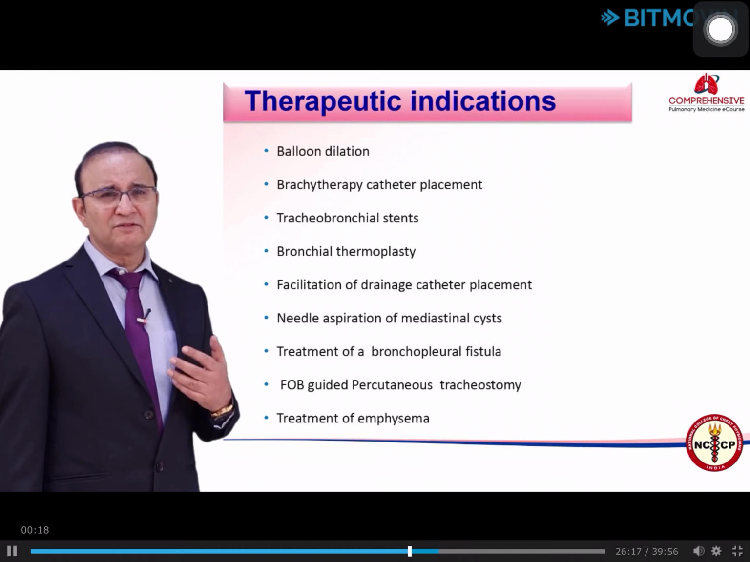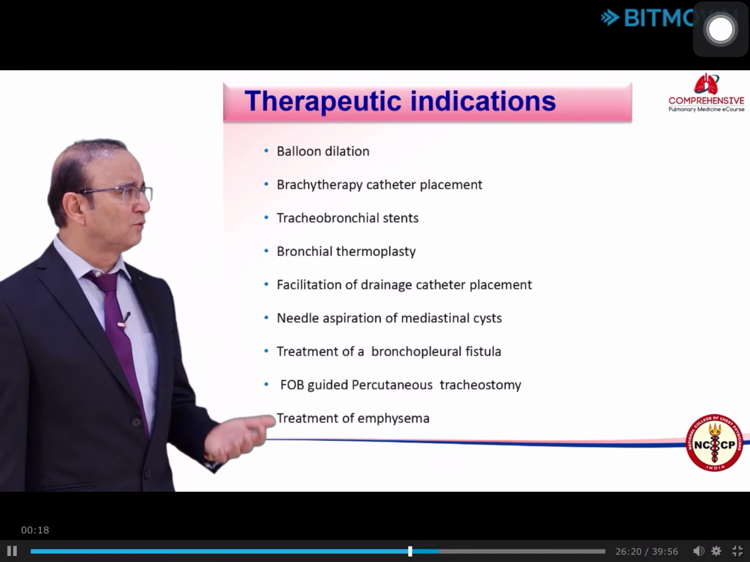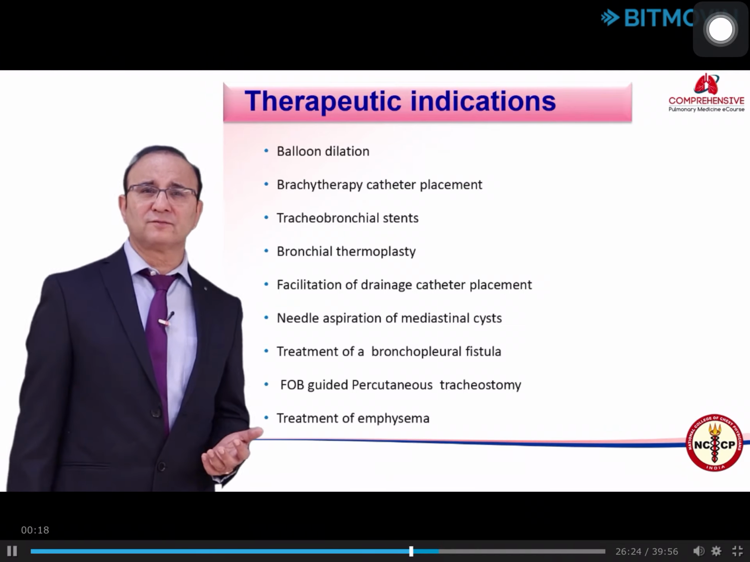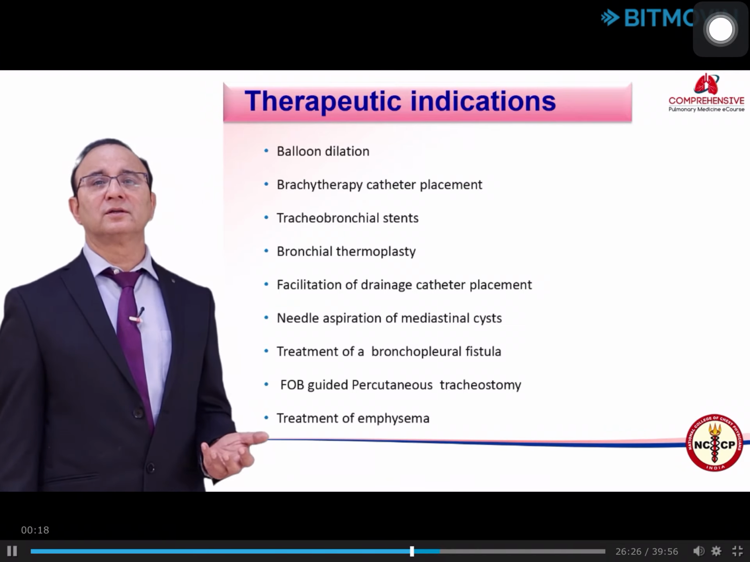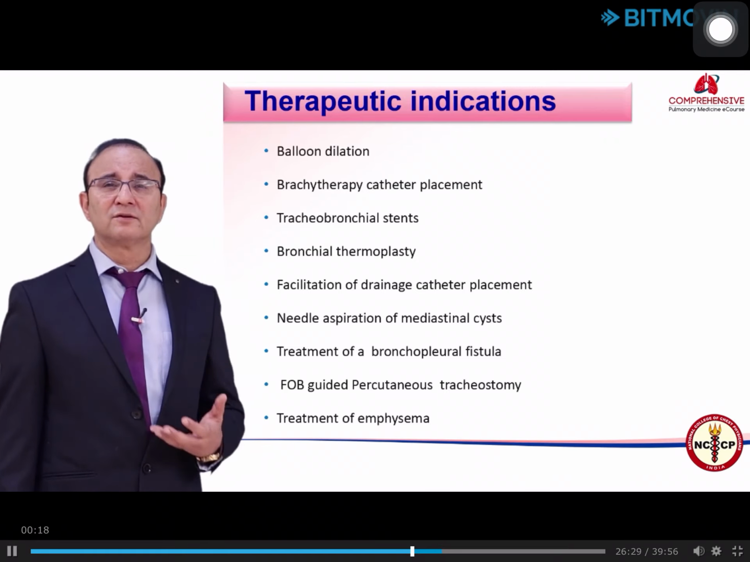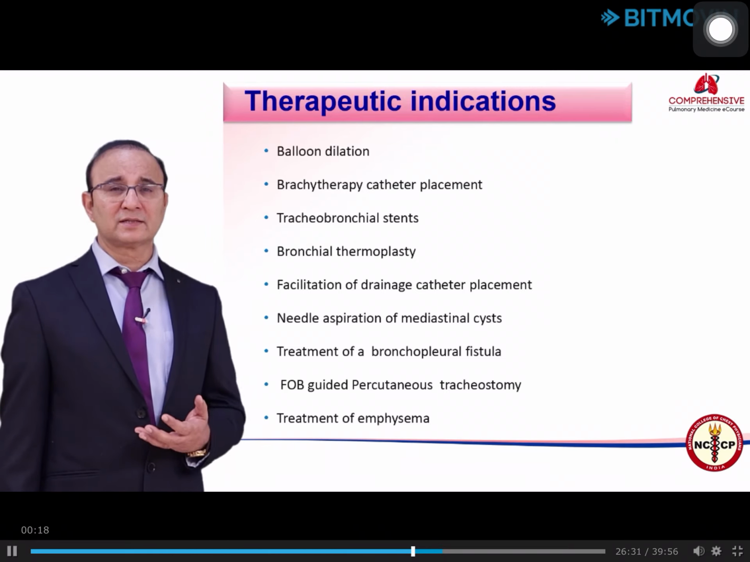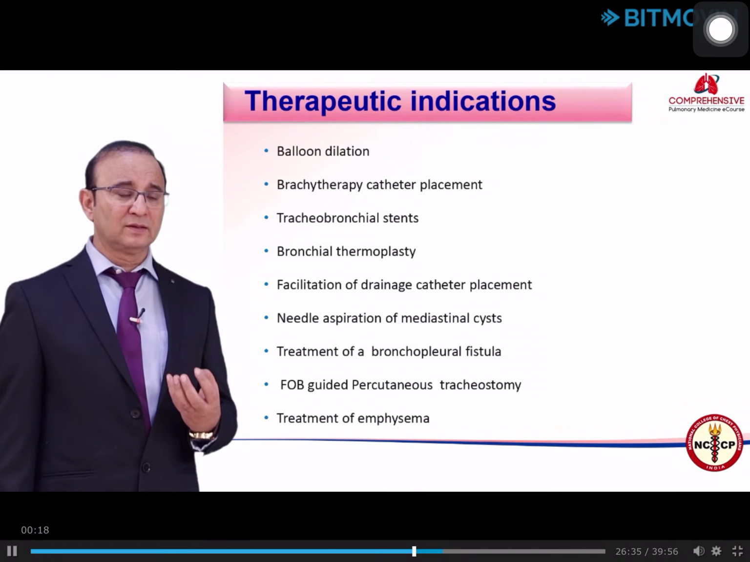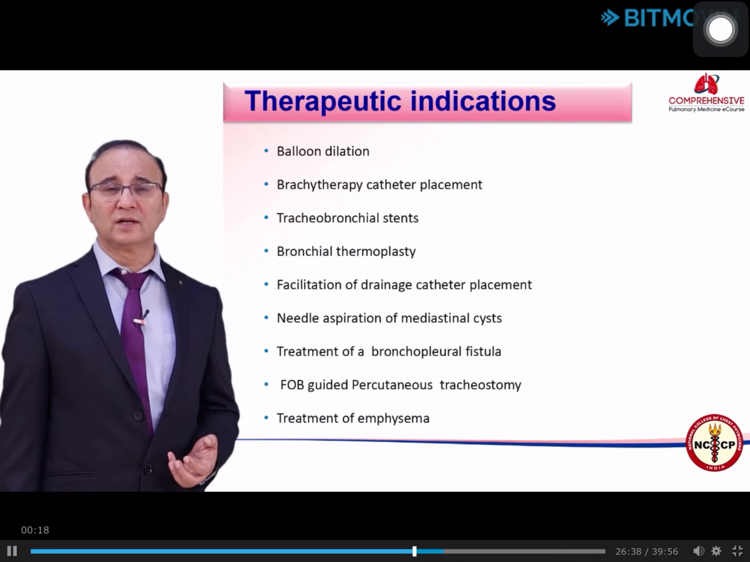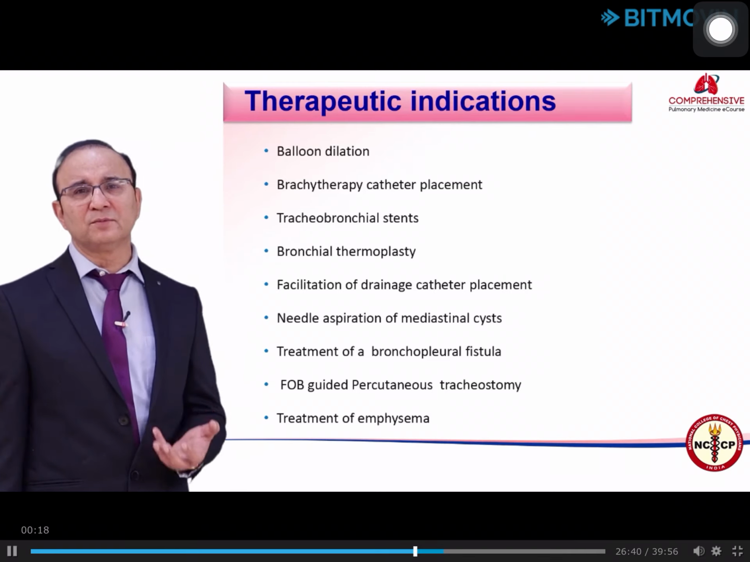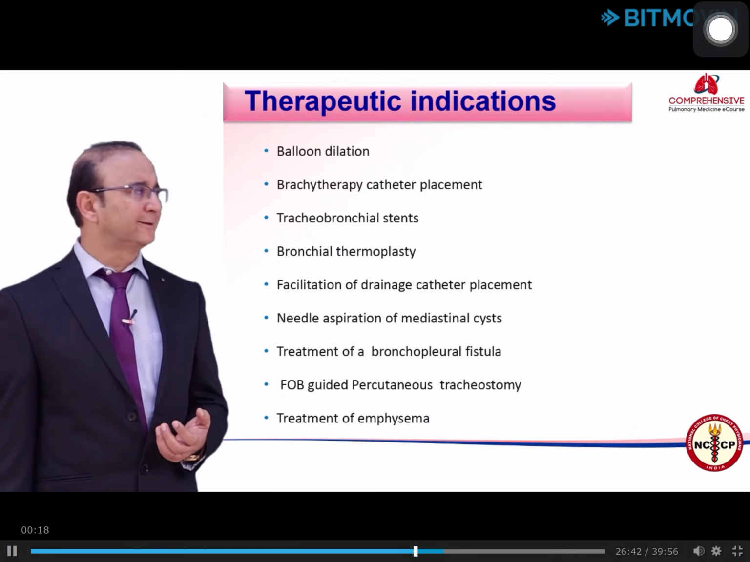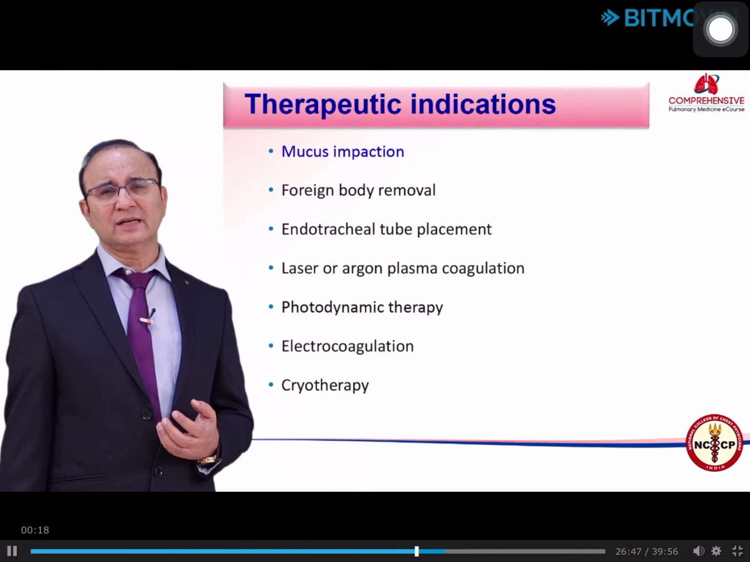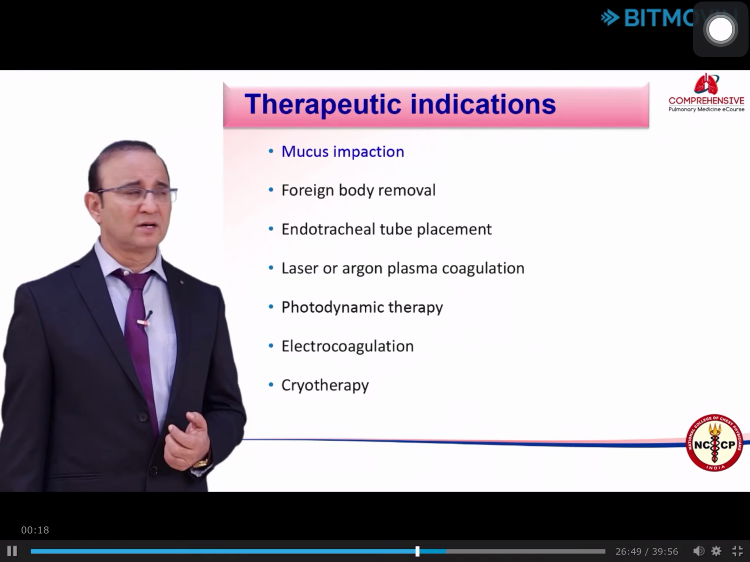So there are a large number of uses, and it is emerging as a modality to treat patients with emphysema bronchoscopically. There are a lot of intervention devices, valves, coils, which can be put through the bronchoscope to decrease the hyperinflated lung volume and improve the lung function. So in the treatment of emphysema, it is also emerging as a modality. So I'll discuss these various indications of therapeutic bronchoscopy.